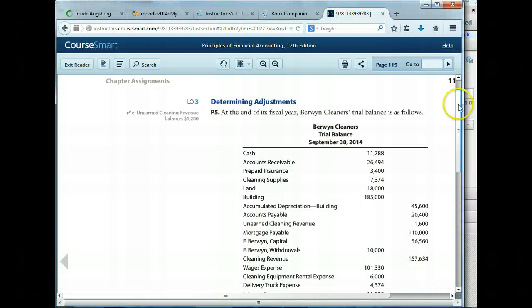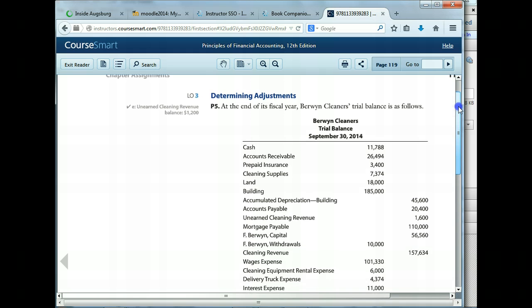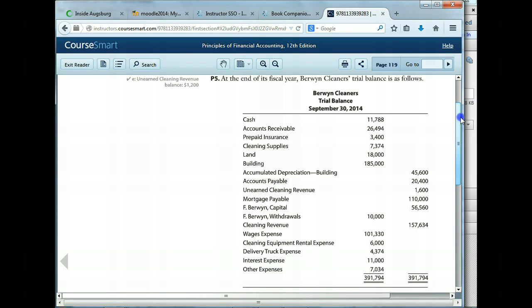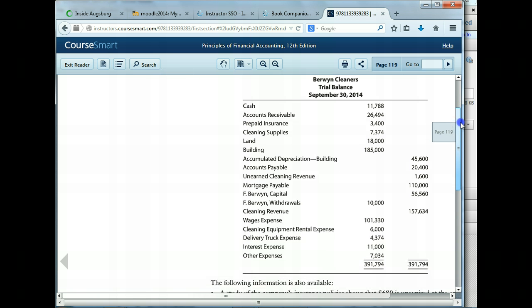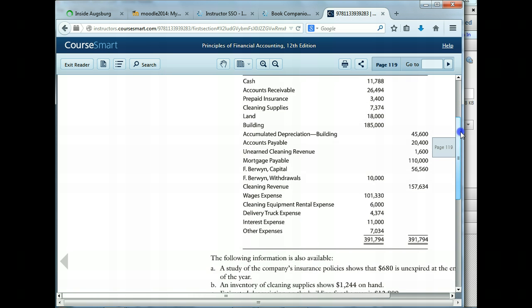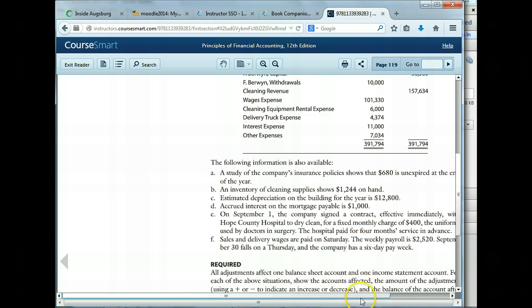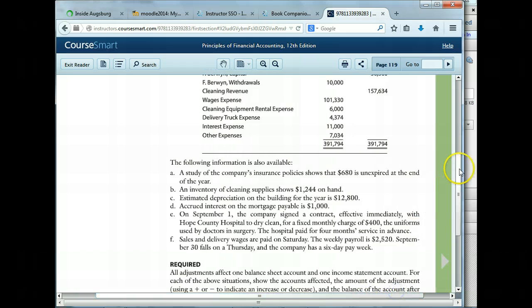This lecture is going to go over problem 5 at the end of chapter 3. At the end of its fiscal year, Berwyn Cleaner's trial balance is shown as follows. You can see the accounts with debit balances shown totaled on the left column, and then the accounts with a credit balance are shown on the right column. And of course, both debits equal credits. Then it tells us that the following information is available, and it gives us a list of information.